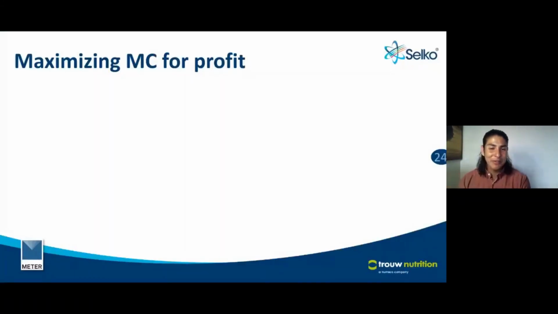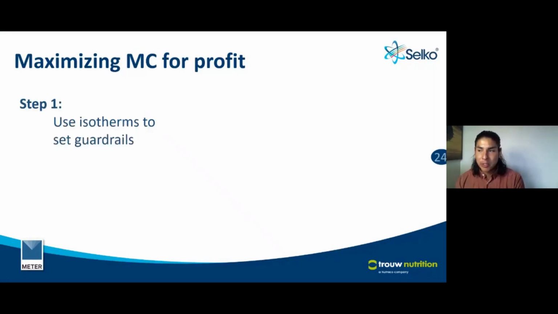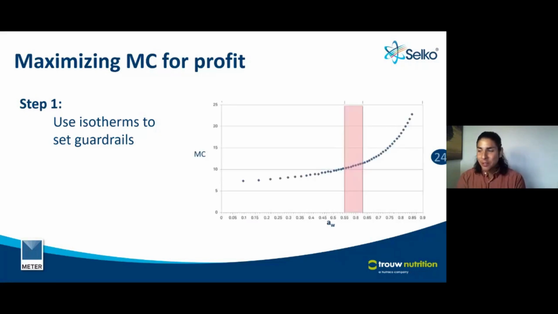Okay, moving ahead, financial impacts. There's a lot of different financial impacts that we could focus on, and because we are limited on time today, I just want to focus on maximizing moisture content for profit. So this is a two-step process. The first step is using an isotherm to set your guardrails. Here's an example of a product, and what we're looking at here is the isotherm, and then determining the ideal water activity range for this product.